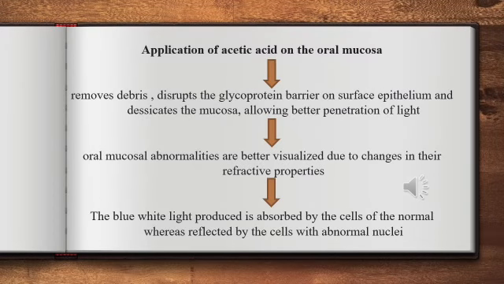Application of acetic acid on the oral mucosa removes debris, disrupts the glycoprotein barrier on surface epithelium and desiccates the mucosa, allowing better penetration of light. Oral mucosal abnormalities are better visualized due to changes in their refractive properties. The blue-white light produced is absorbed by the cells of the normal mucosa, whereas it is reflected by the cells with abnormal nuclei.